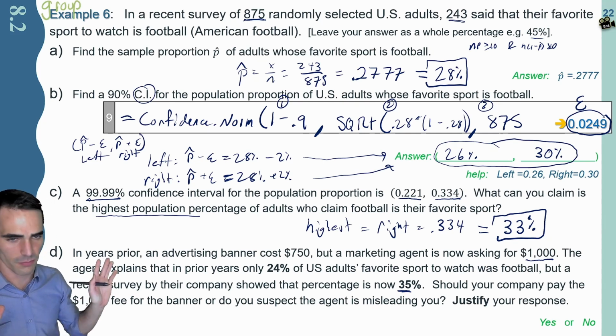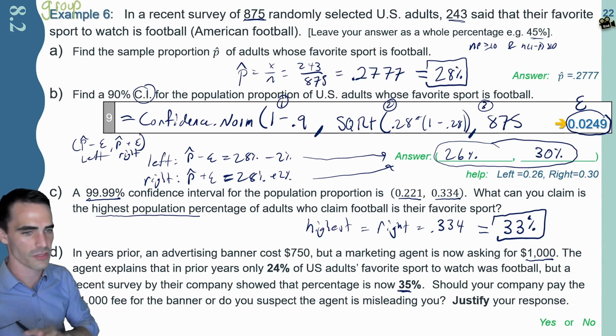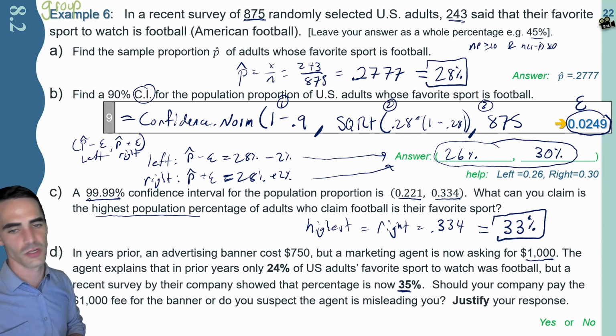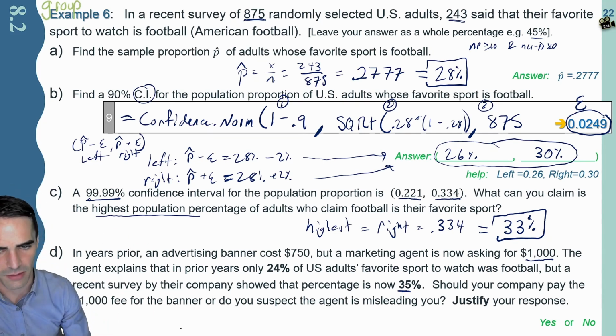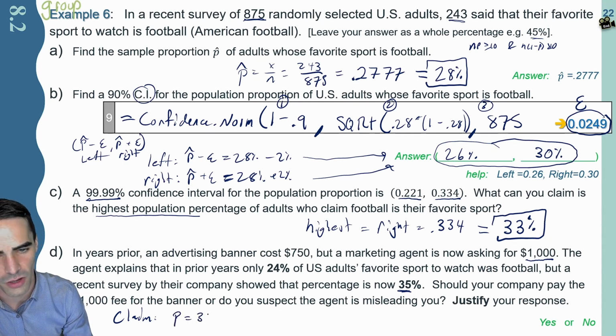So again, they're like, look, business is business, all right? It used to be 24%, now it's 35%. We got to start charging more, okay? Otherwise, we're going to get different advertisers. Forget about it. But we're looking at this 35% number. Again, right here, their claim, with no level of confidence, I'm not saying anything over here, is that the proportion of people who enjoy football watching it is 35%. But I don't know if I agree with that.